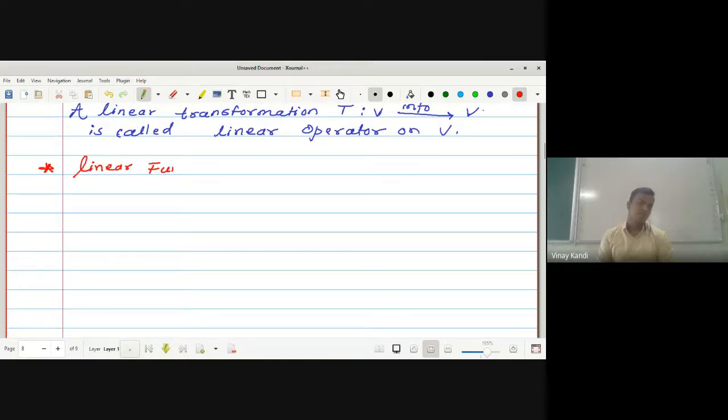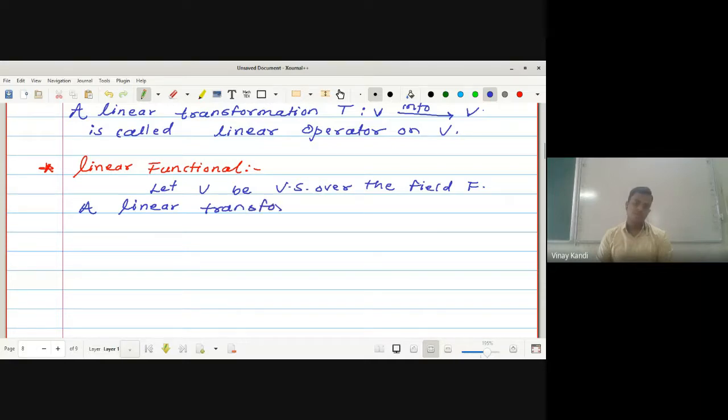Linear function. Let capital V be a vector space over the field capital F. A linear transformation.